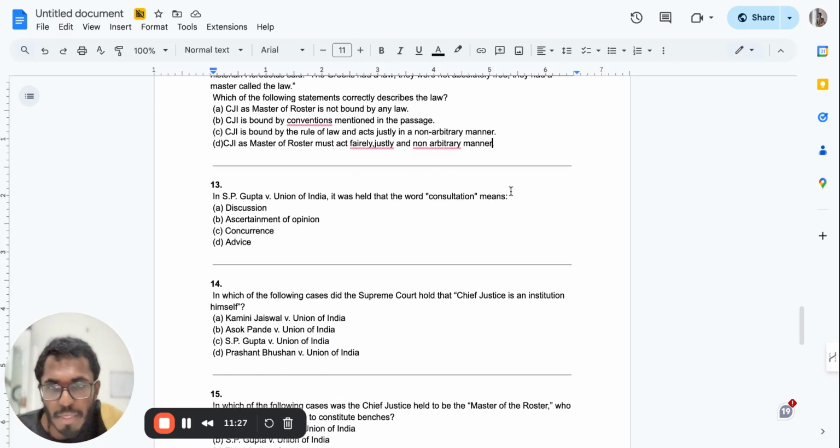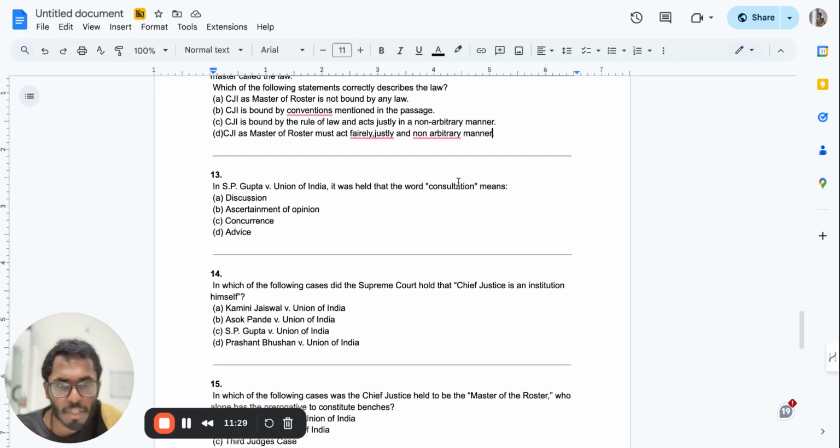Now, the next case is SP Gupta versus Union of India. It was held that the word constitution means what? The word constitution means assertion, the ascertainment of opinion. It's called what? Ascertainment of opinion.